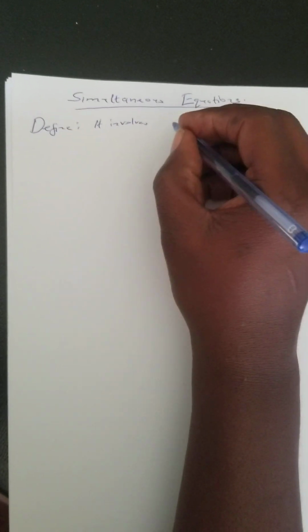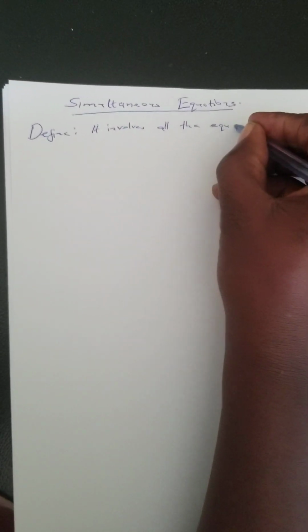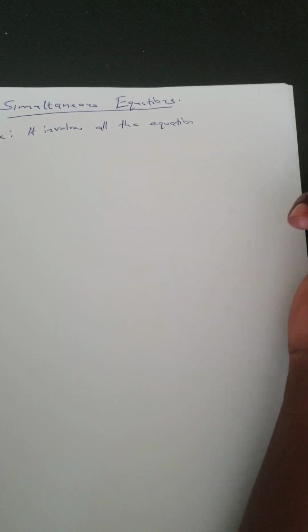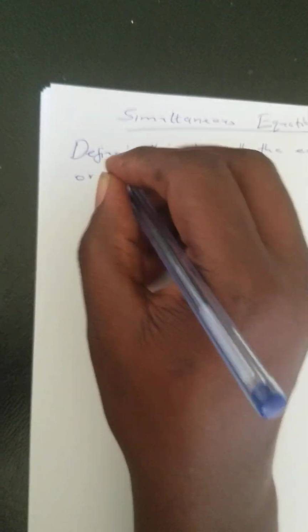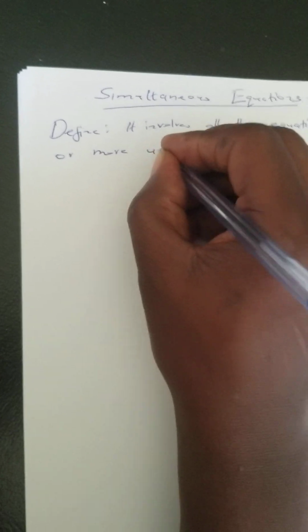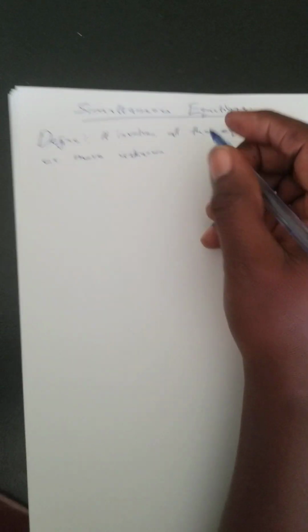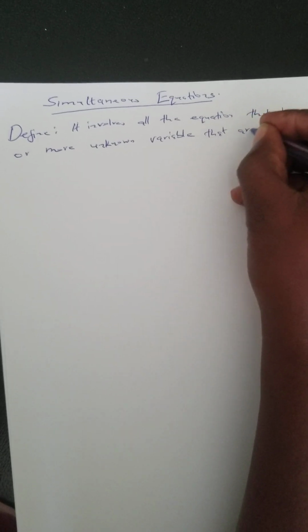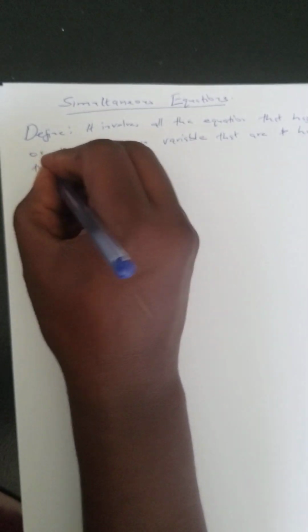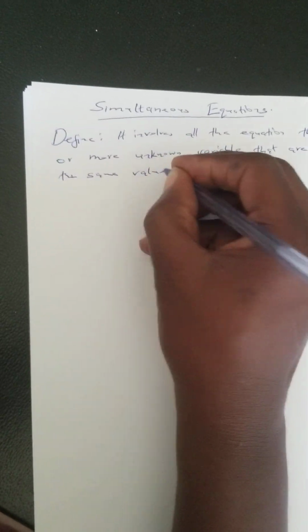what simultaneous equation is. And we say that simultaneous equation involves all the equations that have two or more unknown variables that are to have the same values in the equations.